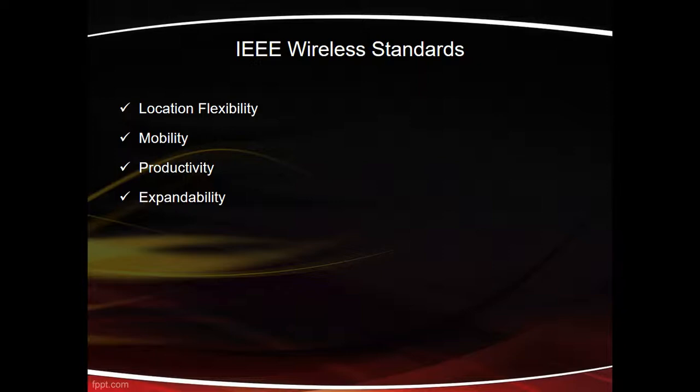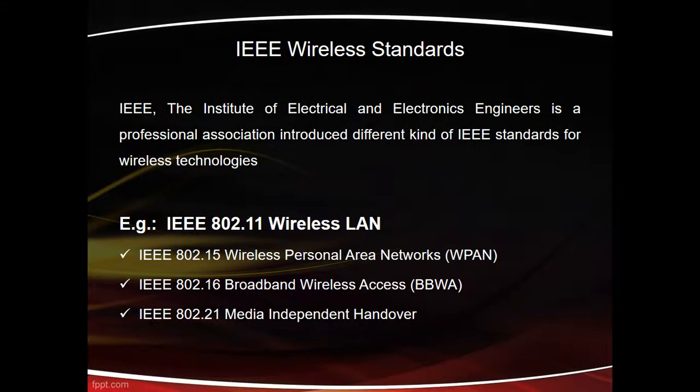Let me discuss some examples. There are various different wireless technologies. The Institute of Electrical and Electronics Engineers, IEEE, is the professional association. It describes this, for example: IEEE 802.11 is for wireless LAN, local area network. Then wireless personal area networks, WPAN, is 802.15. Likewise, it describes each one.